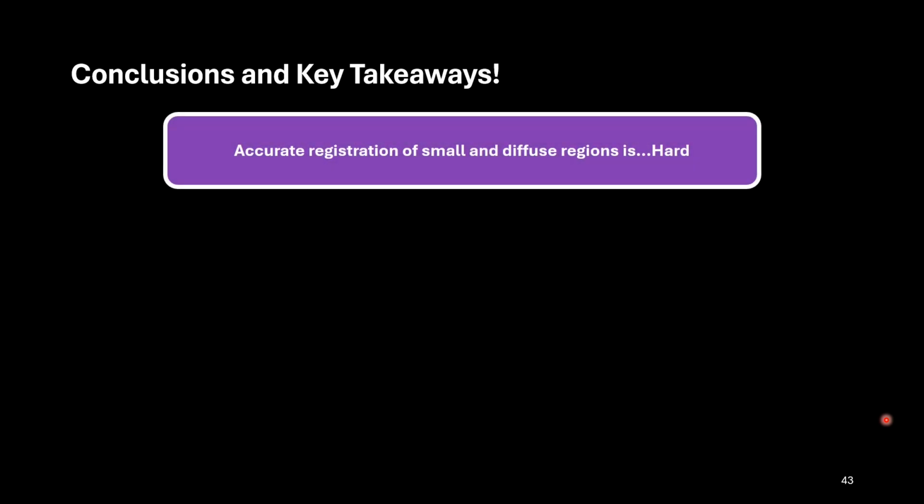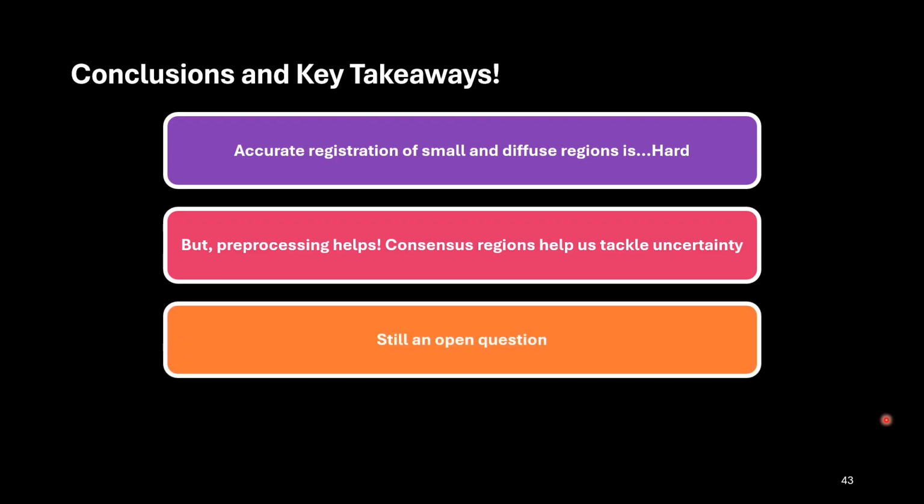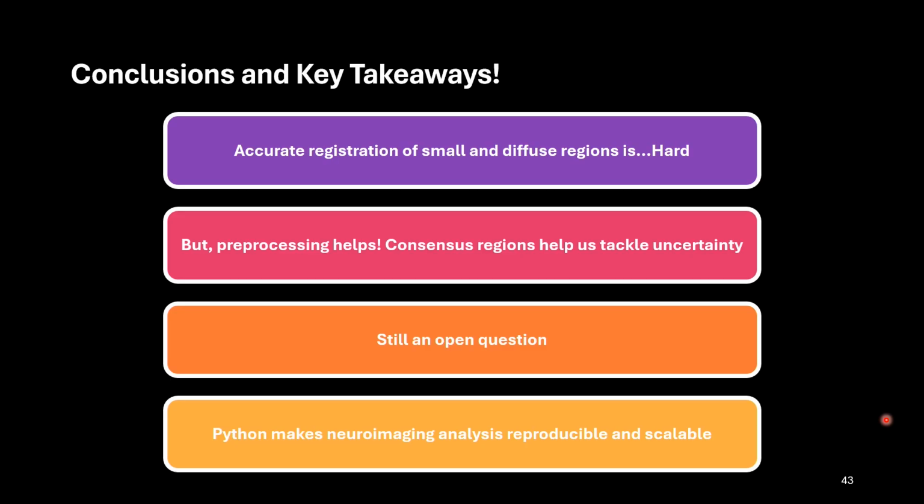So just to summarize the conclusions and key takeaways: accurate registration of small and diffuse regions is hard, but pre-processing seems to help, and the consensus region helps us tackle this uncertainty. However, this really is still an open question, and I would be so open to getting any advice, thoughts or comments from you all. And most importantly, Python is helping make neuroimaging analysis reproducible and also scalable. It's given us a really great way to analyze these types of data sets that we might not have been able to analyze in other ways.